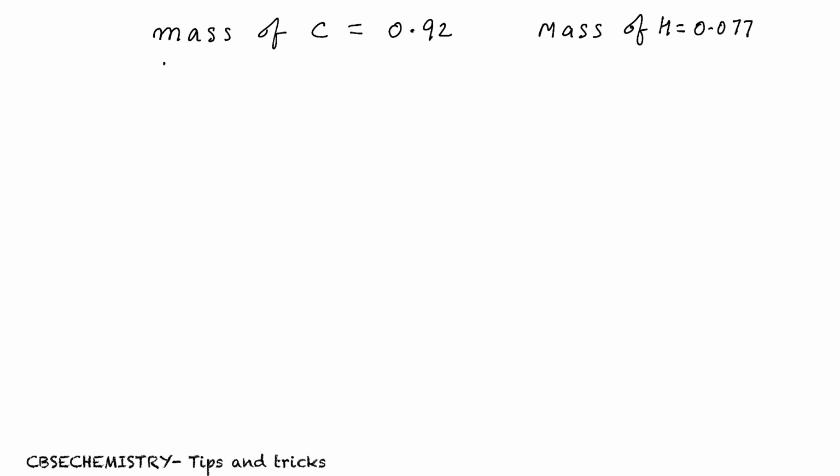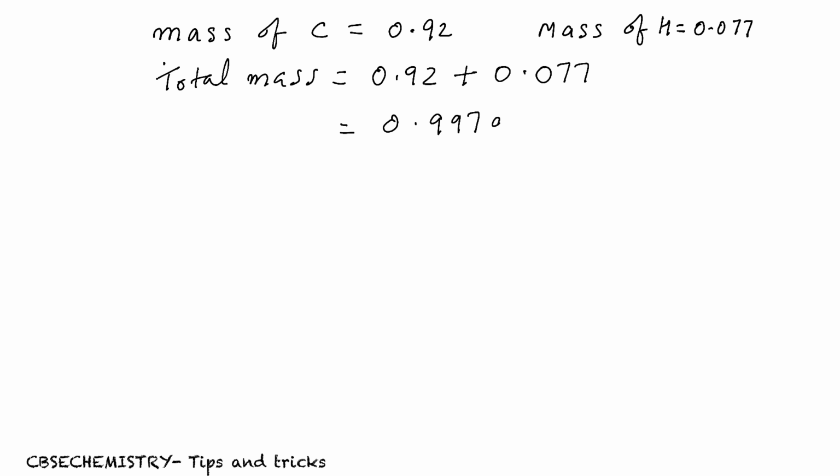Now what is the total mass? Total mass will be equal to mass of carbon plus mass of hydrogen, correct? As per the question, the welding gas only contains carbon and hydrogen. So total mass is equal to 0.92 gram plus 0.077 gram. And your answer will be 0.997 gram. So we got the total mass.